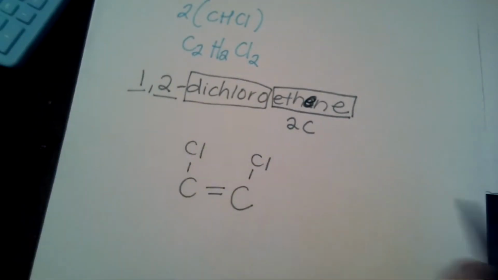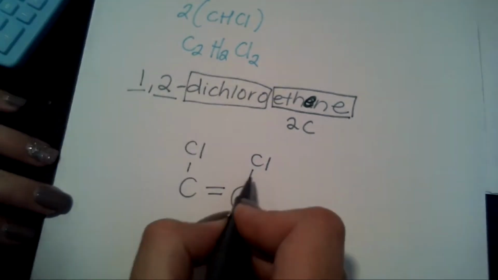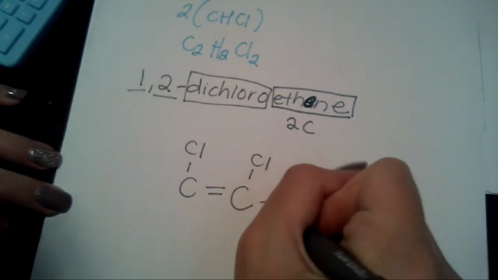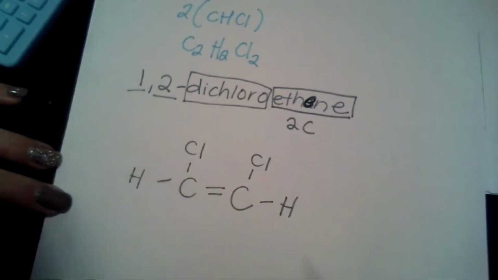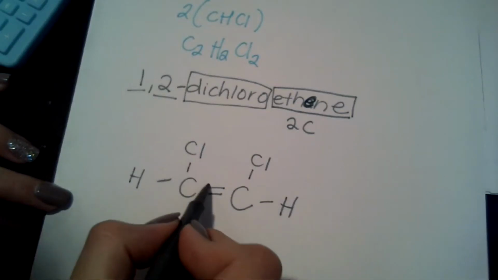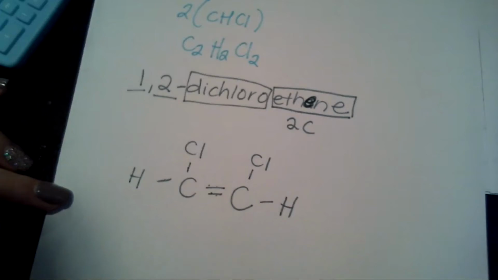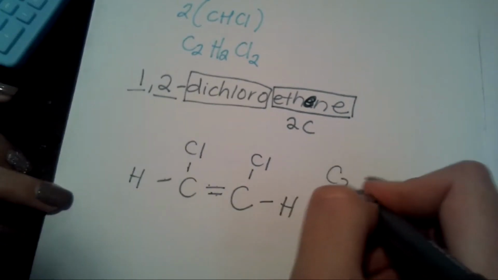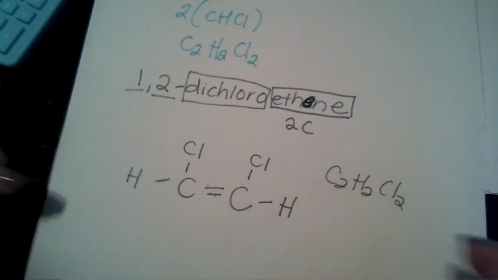So each carbon is supposed to have 4 bonds. So far, each carbon has 3. I'm going to add 1 hydrogen to each so that all of my carbons have 4 bonds. 1, 2, 3, 4, and 1, 2, 3, 4. This is the same formula I got from doing all that math, which is C2H2Cl2.